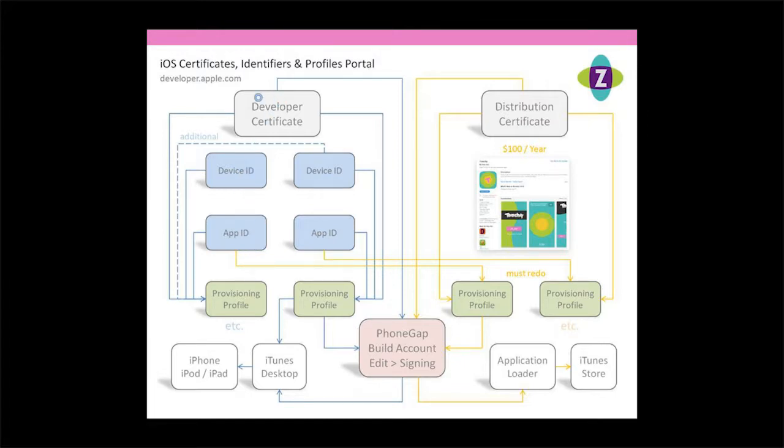And then with these things, with the development certificate, the device ID and the app ID, we can make what's called a provisioning profile. And that just says we put this on the device itself. We used to have to drop it into iTunes. Now PhoneGap Build handles all that stuff for us, so it's not as hard as it used to be. But each app needs one of these provisioning profiles to be placed on the device.